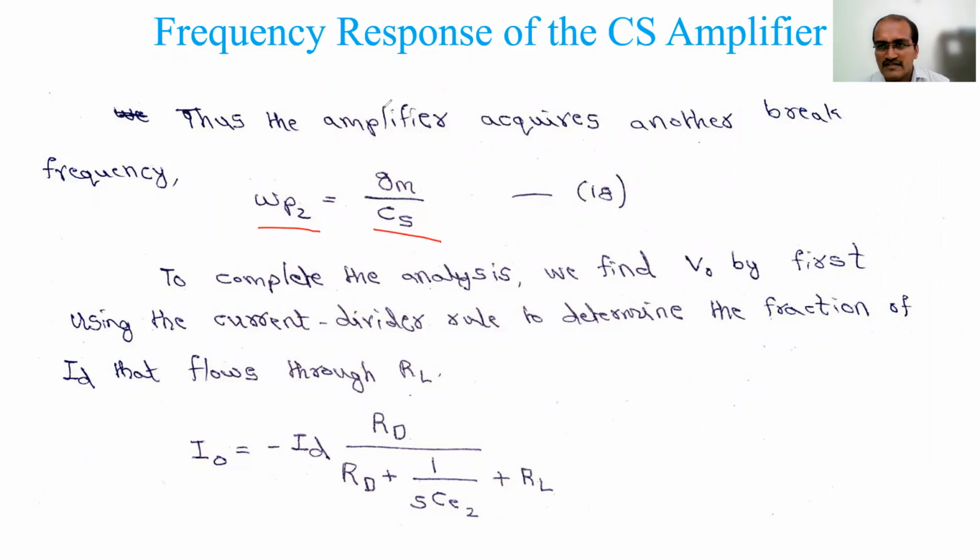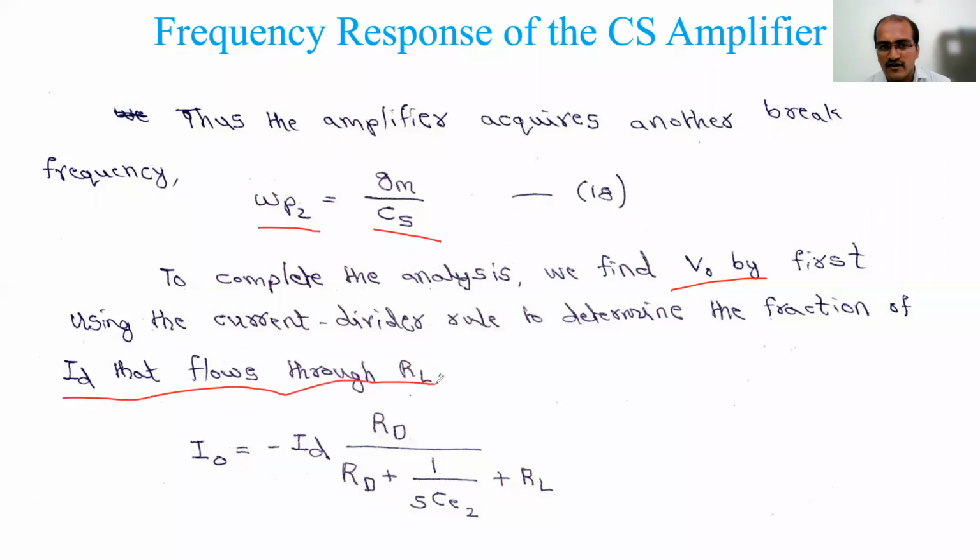Now we have to complete this analysis by finally finding the V0. We will go to the drain side now. Gate side over and source side over. Now come to the drain side where we measure the output. There also one more capacitor is there. So to complete the analysis, we find V0 by first using the current divider rule to determine the fraction of ID that flows through RL.